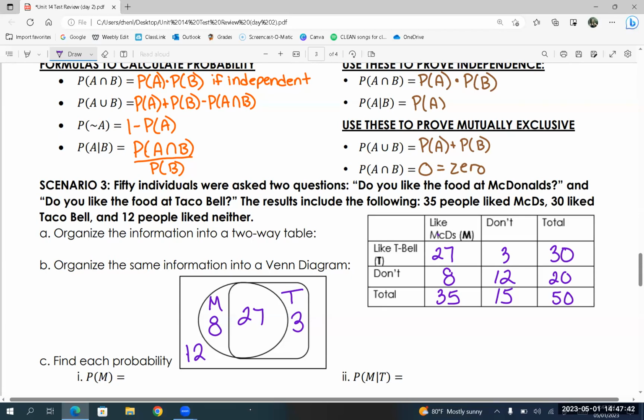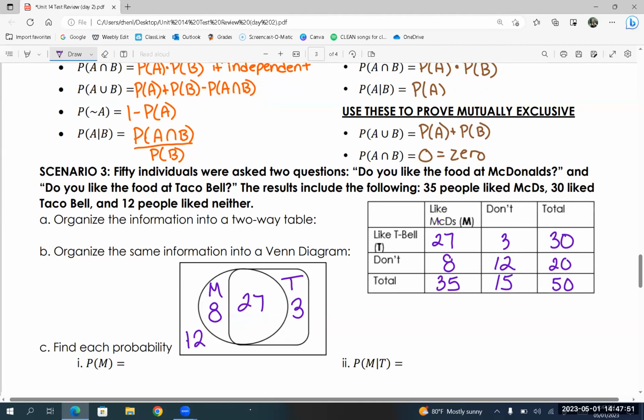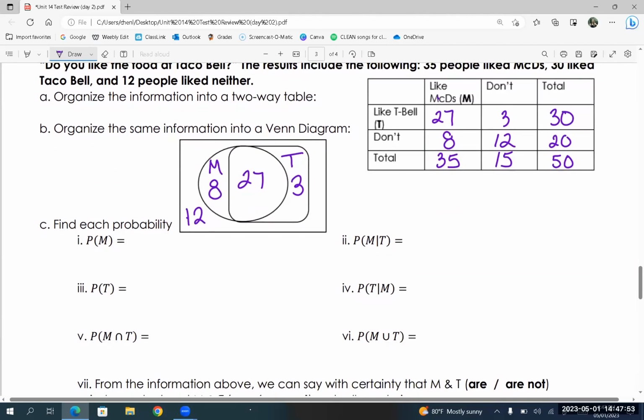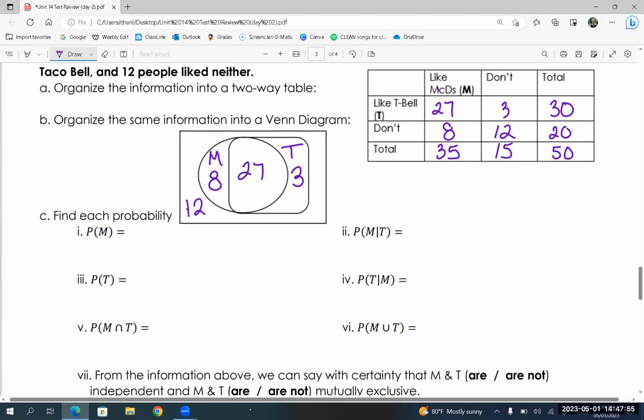Okay, so we can check that our Venn diagram is correct by making sure it adds up to 50. 12 plus 8 is 20. 27 plus 3 is 30. 20 plus 30 is 50. So that checks out. Okay, find the probability of each. The probability that they like McDonald's: the total people who like McDonald's is 35 out of the 50 people surveyed. So that would be 35 out of 50, or 0.7. Again, you can do the reduced fraction as well.